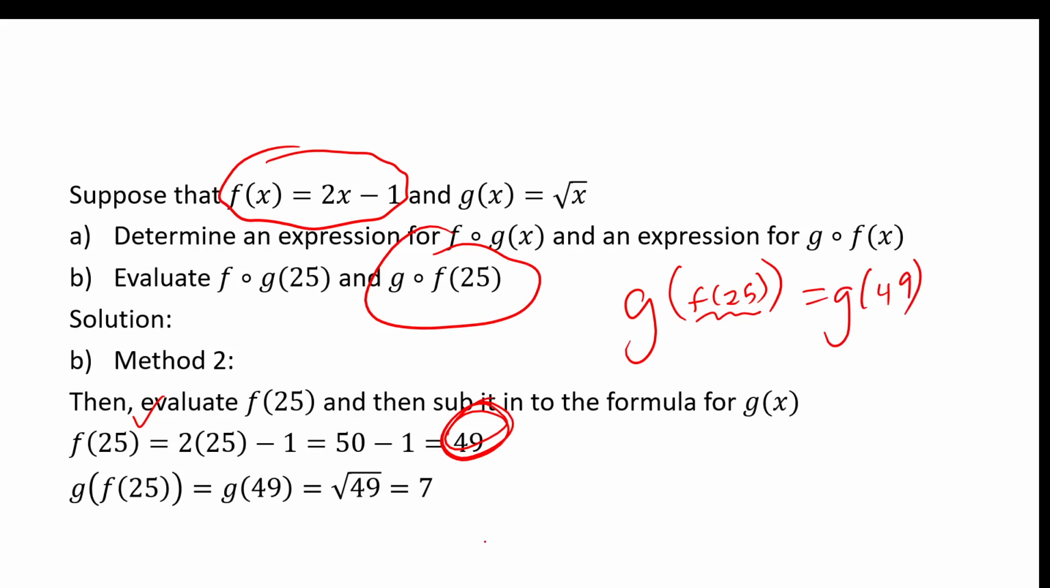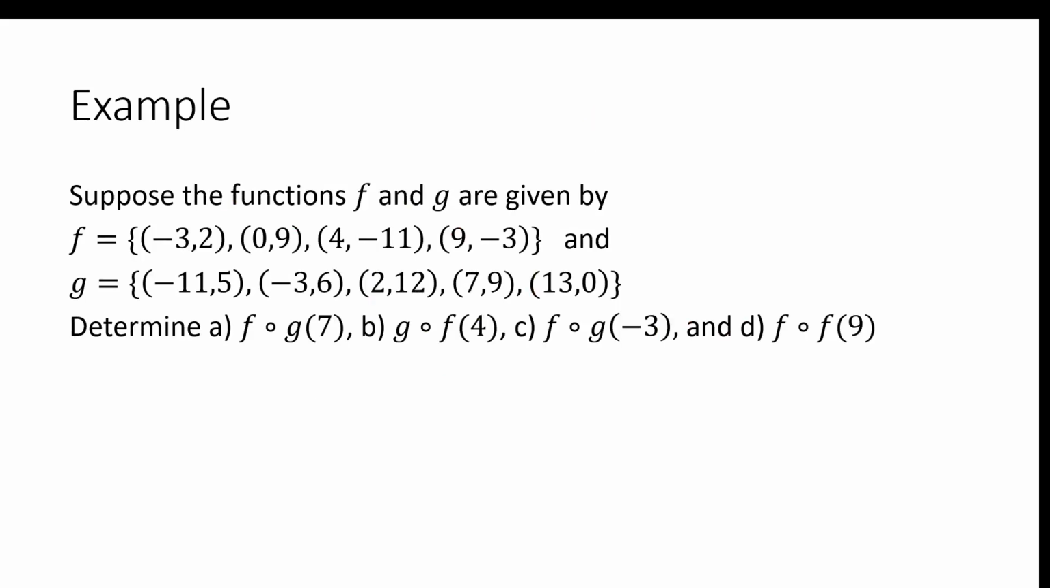And that's what we have here. Since g at x is root x, g at 49 is root 49, which is 7. We get the same answers, and we get to them a little bit more quickly than in the previous question, than in method 1.